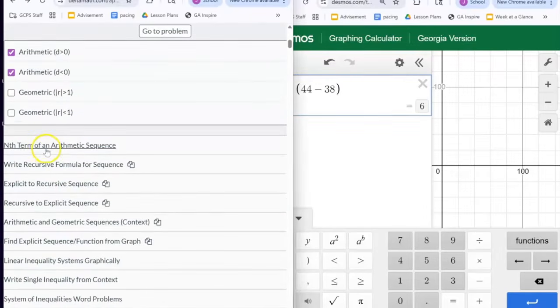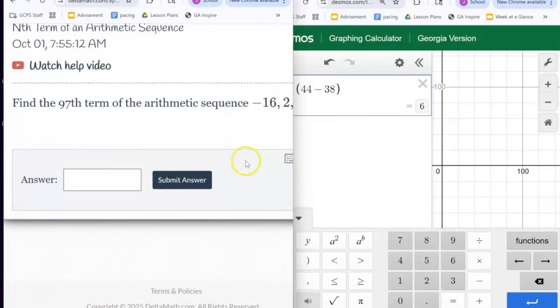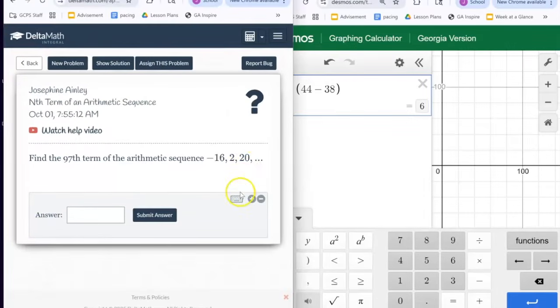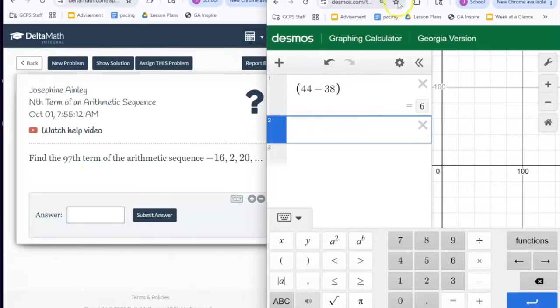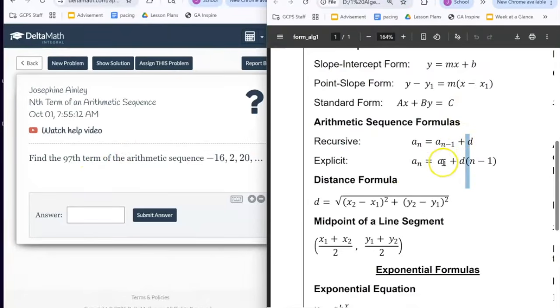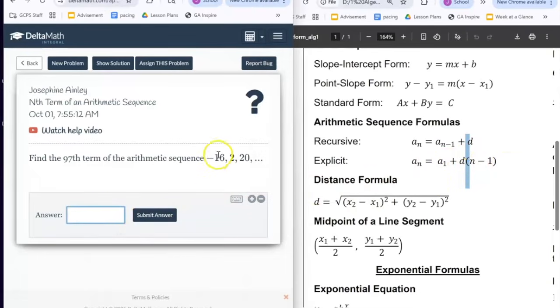Next, we're going to look at the nth term. This is good because remember I was saying when you're given n, you have to put that number in for n. All right, so again, it's the same situation. We're going to do the first term plus the common difference times n minus 1. So what is the first term? The first term is negative 16.